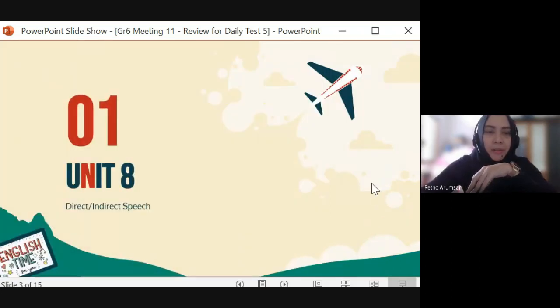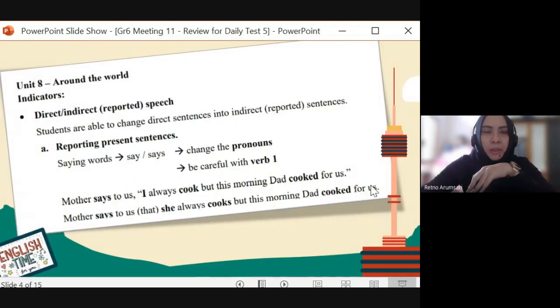Okay, now let's go to unit 8. Unit 8 is about direct and indirect speech. In this unit, you need to be careful with the saying word. If the saying word is say or says, it means that the sentence was said in the present, maybe just 1 second or 2 seconds ago. The sentence came up from the speaker's mouth.